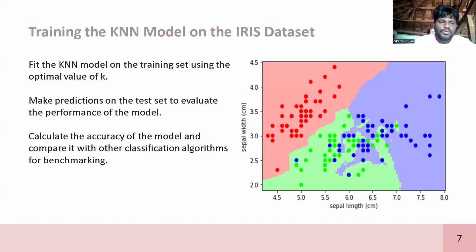Calculate the accuracy of the model and compare it to the other classification algorithms for the benchmark. So with the KNN model on the training set using the optimal K value, what are these optimal values with the precision and recall, the metrics which we are using? Based on that, we are training the data set and then making predictions on the test data.